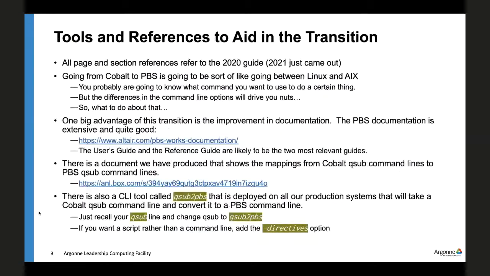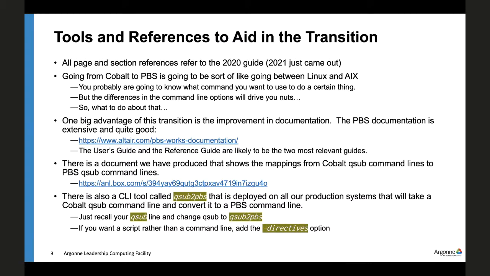All right. So first, some tools and things to help you in this transition. Throughout the presentation, I give section references and page numbers. Those all refer to the 2020 PBS Pro documentation, which is this link right here. And by the way, I am assuming that most of you have run here at ALCF with Cobalt, and if not, you have run a batch scheduler of some kind somewhere. If that's not the case, and I lose you, feel free to stop me and ask for clarification on something.